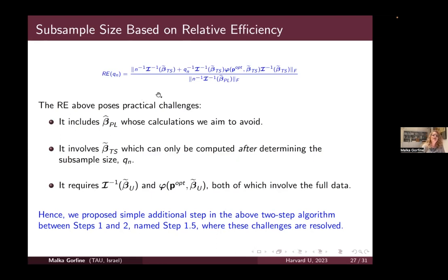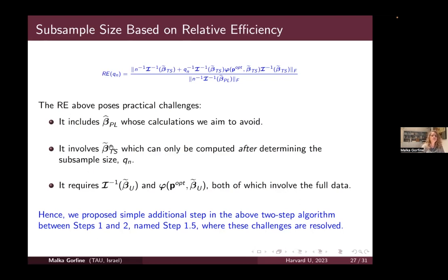If we have this, all this project is redundant. And then it also involves estimating the regression coefficient based on the two-stage procedure, but this can be computed only after we determine the size of Qn.